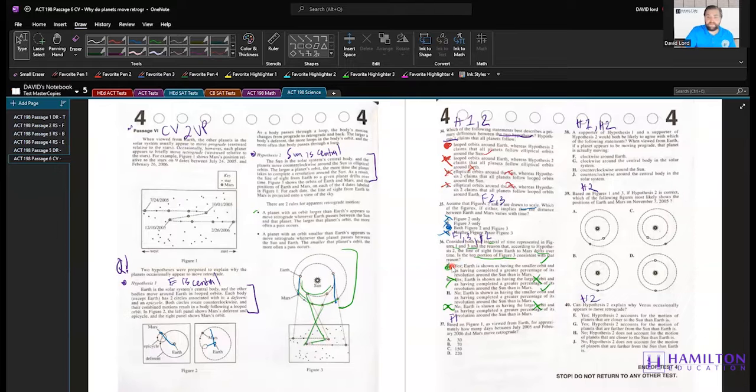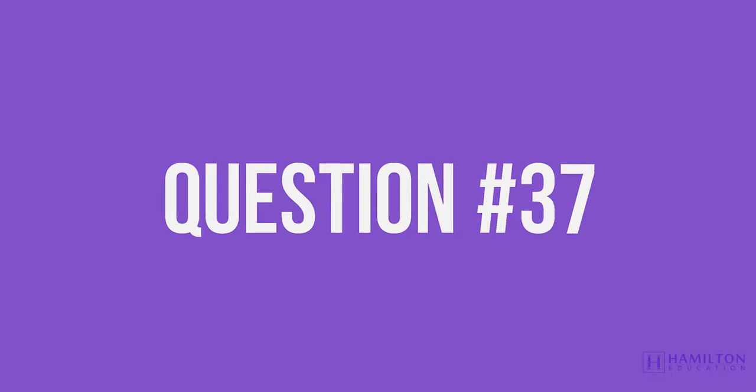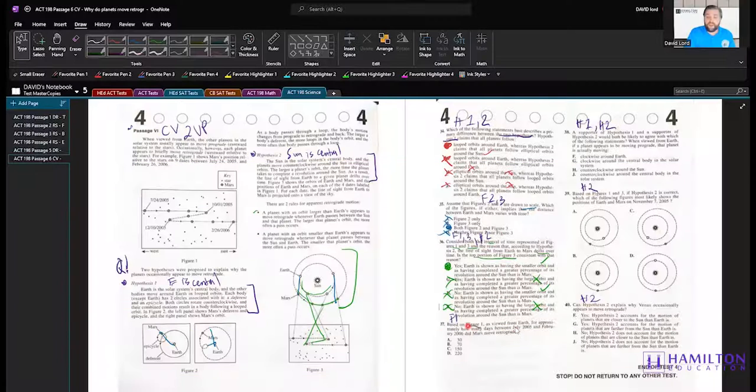The answer is F. Question number 37. Based on figure 1, as viewed from Earth, approximately how many days between July 2005 and February 2006 did Mars move retrograde? So that's a very long period of time, but it coincides with what we see in the graph. There's July of 2005 up to February 2006, but we only want it when it was retrograde, or to the west. So that would be along this point in time.